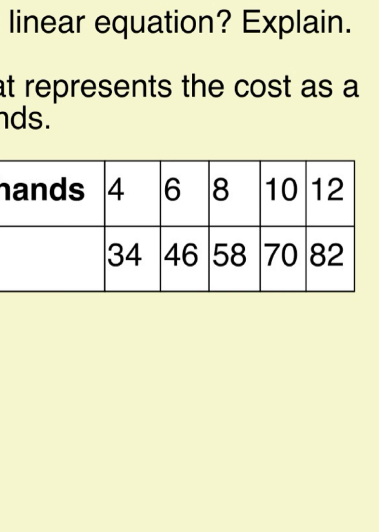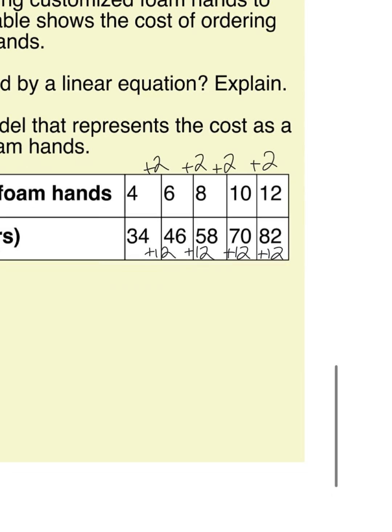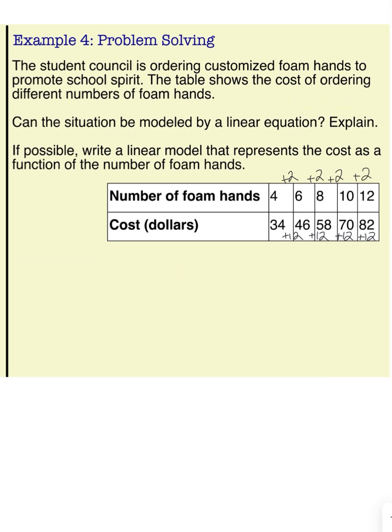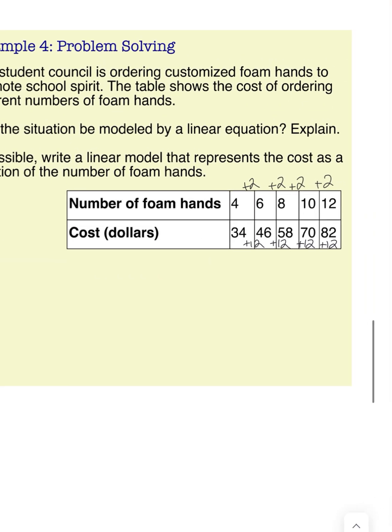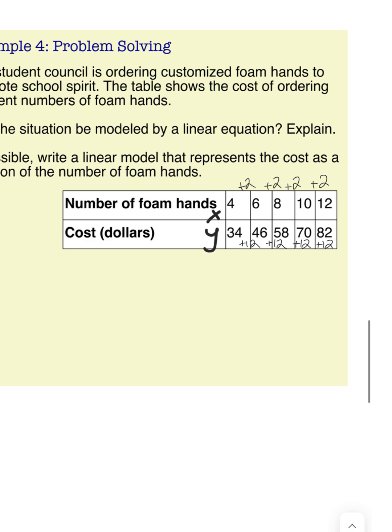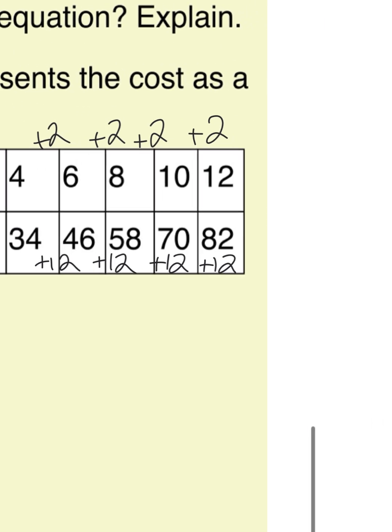I'm checking what it's adding. I'm checking for a constant rate of change. Here, x adds 2 every step. And then this, let's see, 34 to 46 adds 12, adds 12, adds 12. So there is a constant rate of change, and actually using these, oh, this is x and this is y. Using these, we can find slope. We know slope is change in y, 12, over change in x, 2, which is 6.